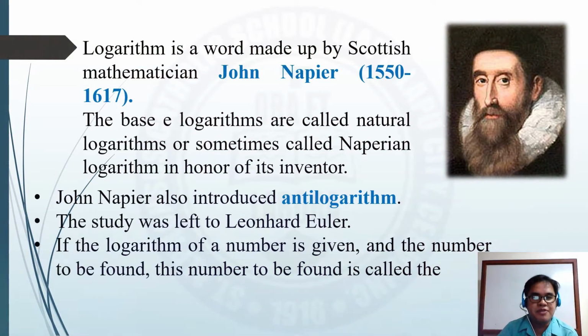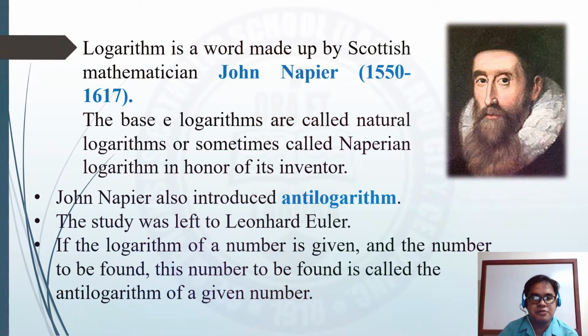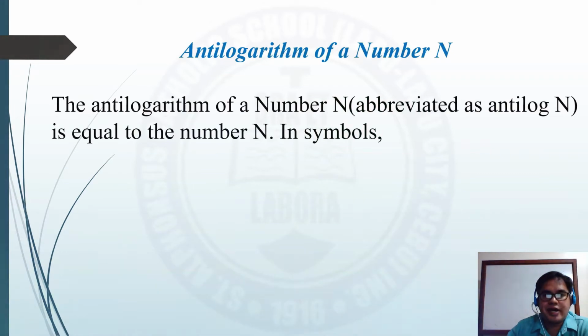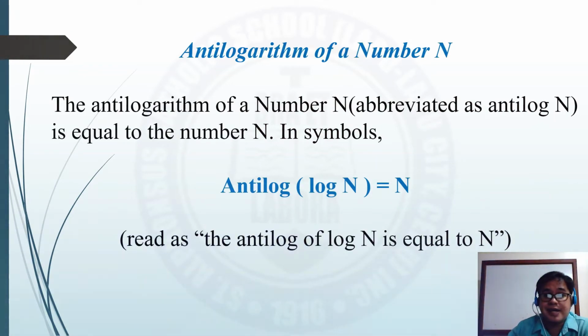If the logarithm of a number is given and the number is to be found, this number to be found is called the anti-logarithm of the given number. The anti-logarithm of a number n, or antilog of n, is equal to the number n. In symbols, the antilog of log of n is equal to n.